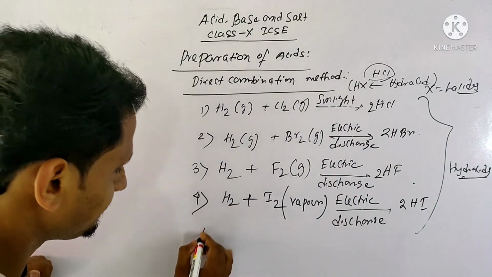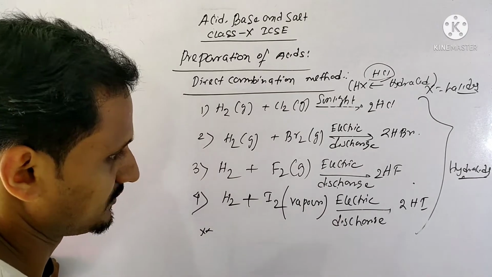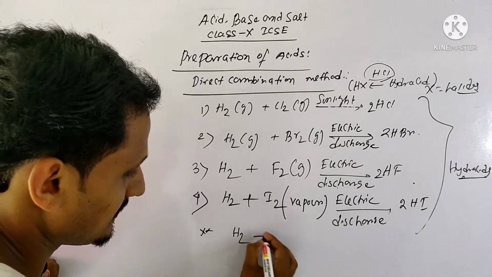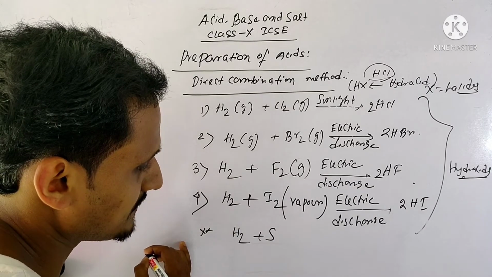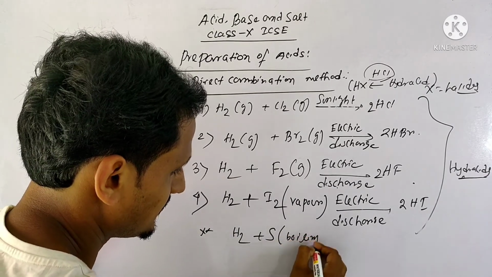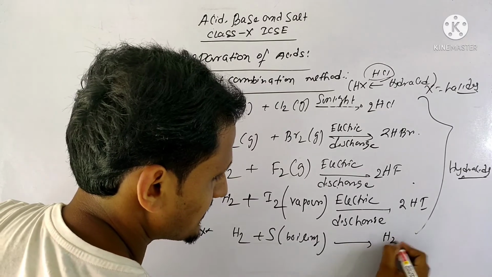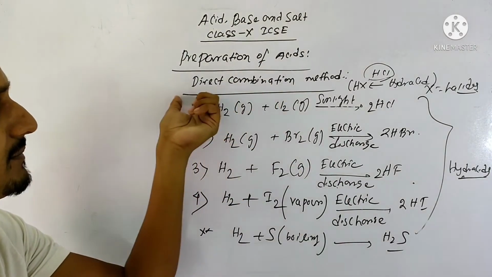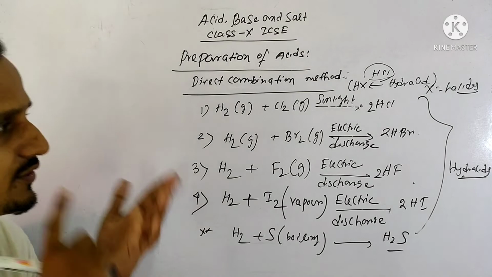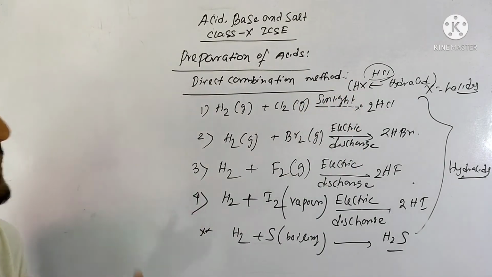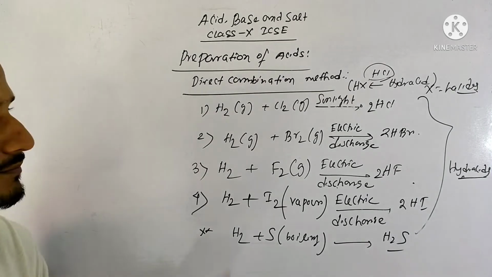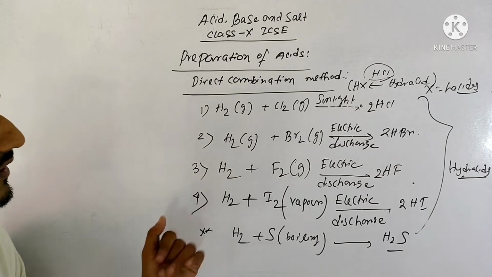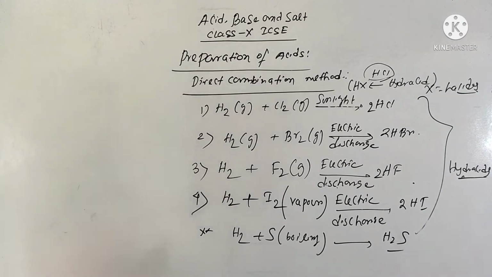Again, we can prepare H2S also, hydrogen plus sulfur. This will be boiling sulfur. We will get H2S. So these are the acids which can be prepared by direct combination. Halogen hydroacids or the hydroacids you can prepare by the direct combination method. Okay, so this is done. Prepare the notes, write the notes, and after that I will read this.